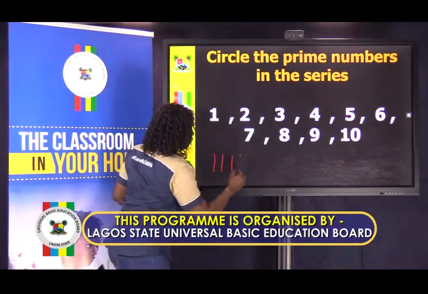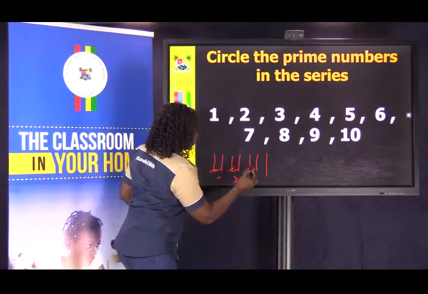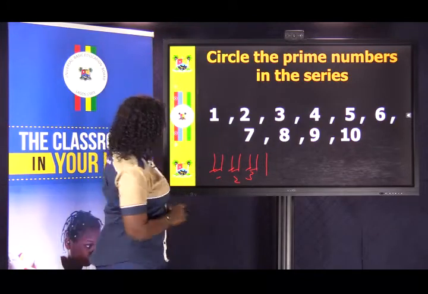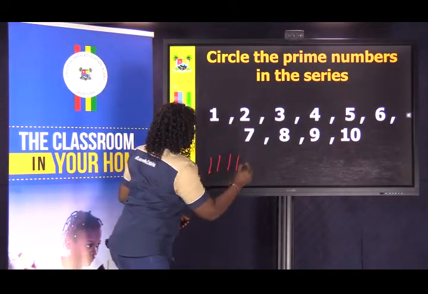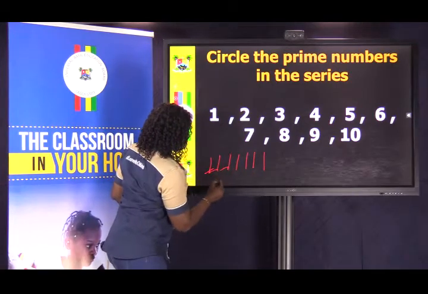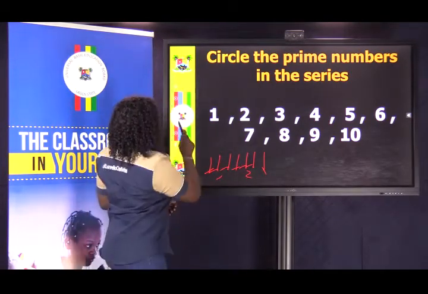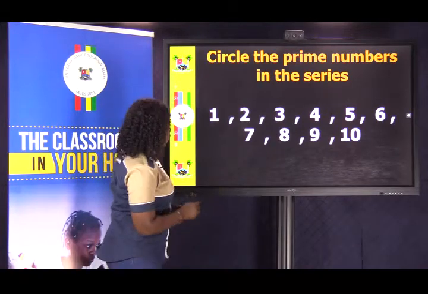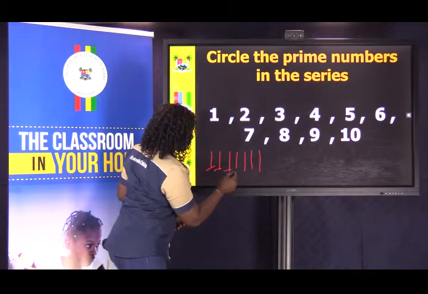1, 2, 3, 4, 5, 6, 7. 2 gives 3 remainder 1. Let's try 3. That means 3 cannot divide 7. Let's try 4. 1, 2, 3, 4, 5, 6, 7.